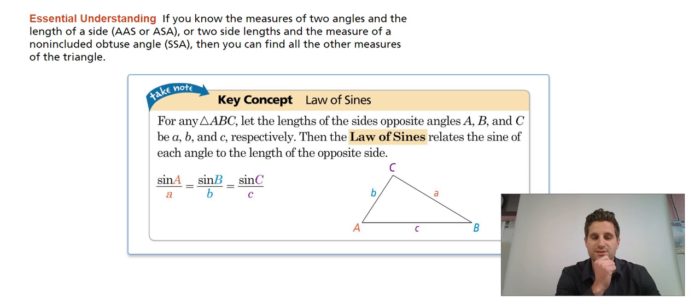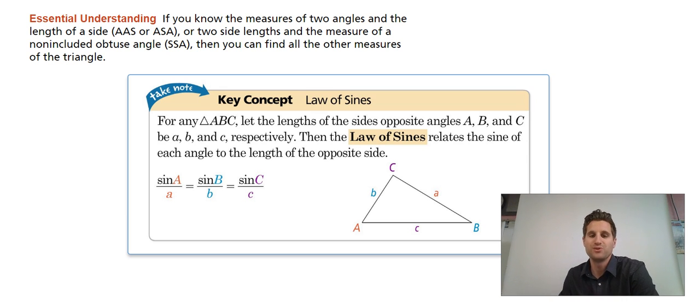The essential understanding up here, I'll read first, and that'd be a good thing to write down too. It says, if you know the measure of two angles and the length of a side, or two sides and the measure of an angle that is non-included, then you can find the measure of the triangle. So that's a little bit wordy.